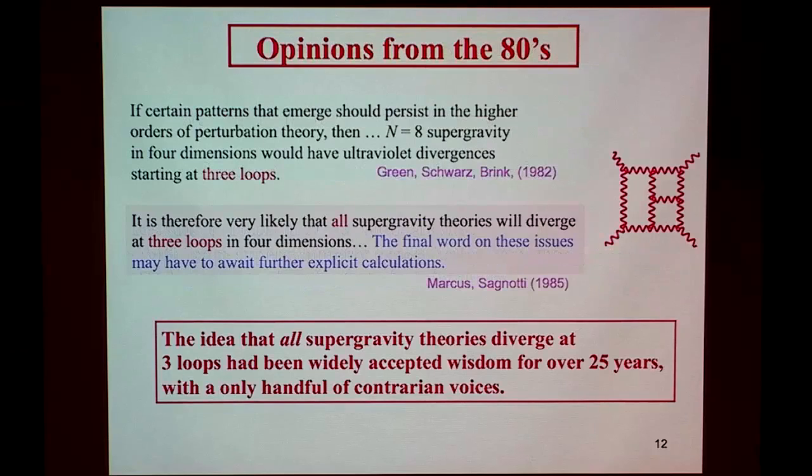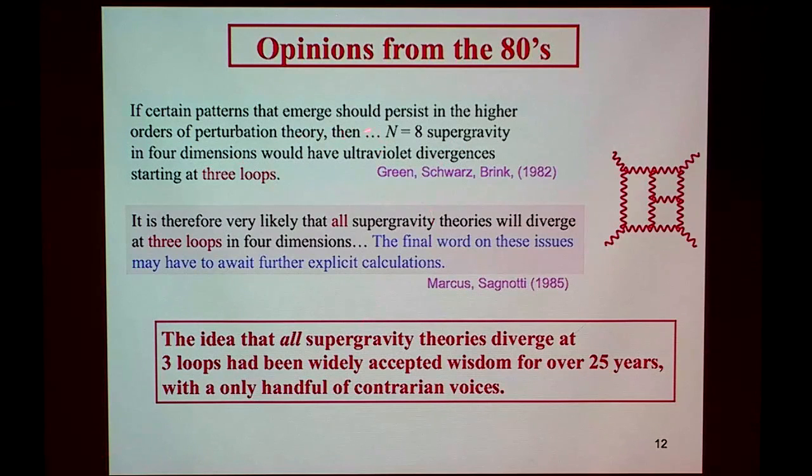Okay? Now, what did people say in the 80s? This was just as they were dropping supergravity and saying, well, supergravity isn't working, we need something else. So in 1982, for example, here's a quote that's actually kind of interesting. If certain patterns that emerge should persist in the higher orders of perturbation theory, that means higher and higher loops, n=8 supergravity in 4 dimensions will have ultraviolet divergence starting at 3 loops.